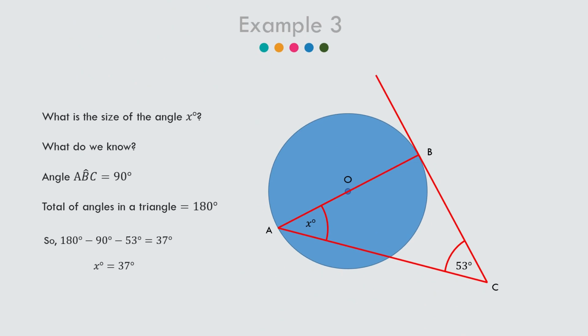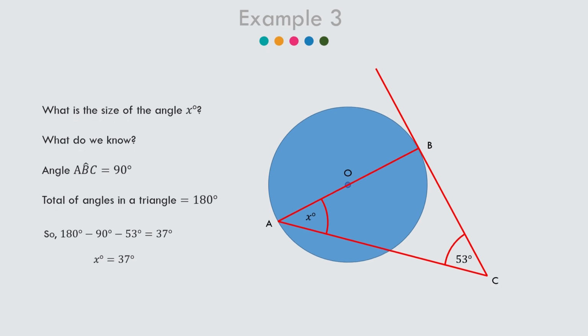In this example, we need to find the missing angle x. We know that the angle at point B must be 90 degrees, and we know that the total of the angles inside a triangle is 180 degrees. So, all we have to do is subtract the angles that we know from 180 degrees. This gives us the answer x equals 37 degrees.